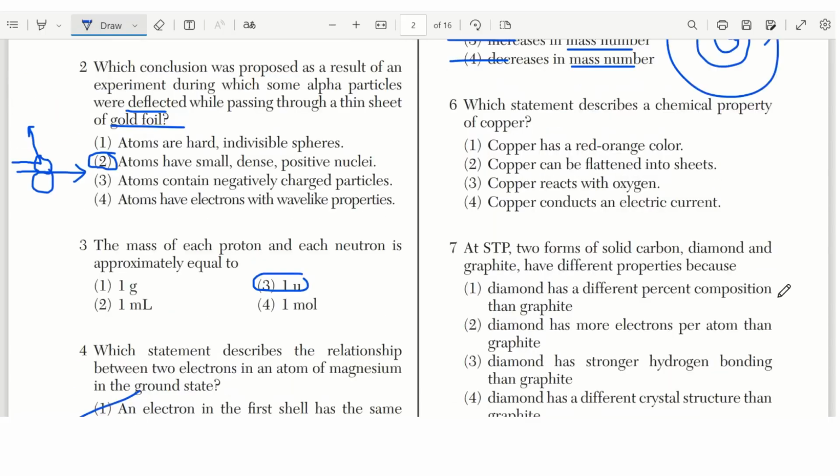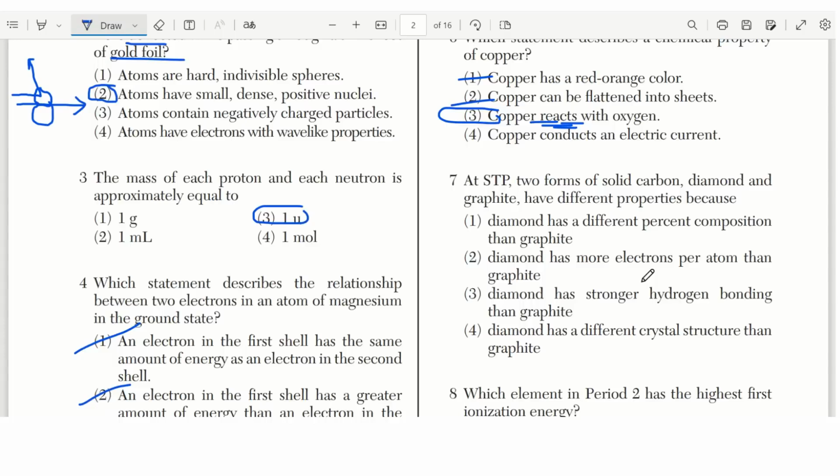Number 6, which statement describes a chemical property of copper? So a chemical property is something where I have to try and force it into a chemical reaction in order to identify it. So copper has a red-orange color? Nope. Copper can be flattened into sheets? Nope, that's malleable. Copper reacts, oh, look at that keyword, react, react, react, react. That's a chemical property, okay? And copper conducting electrical current is just another physical property.